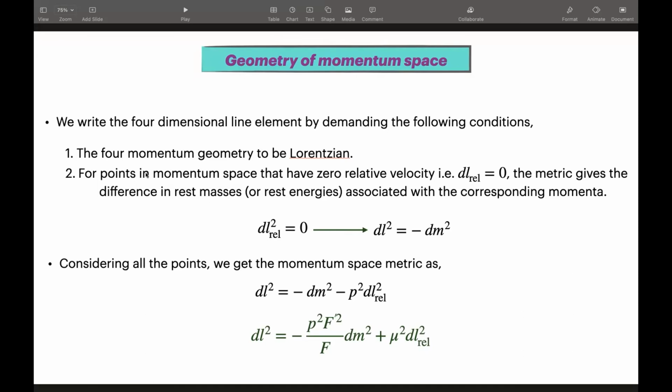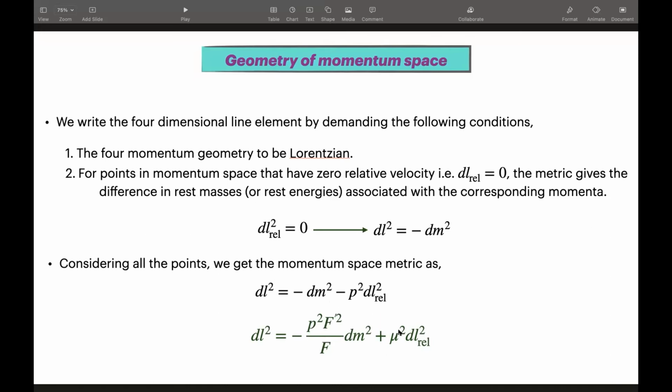The metric gives the difference in the rest masses associated with the corresponding momentum. So if we put dl square equal to 0, then we should get dl square equal to minus dm square. This is a relative velocity space, and this is for the space-time length. So in momentum space, considering all points, we write the metric in the following way.